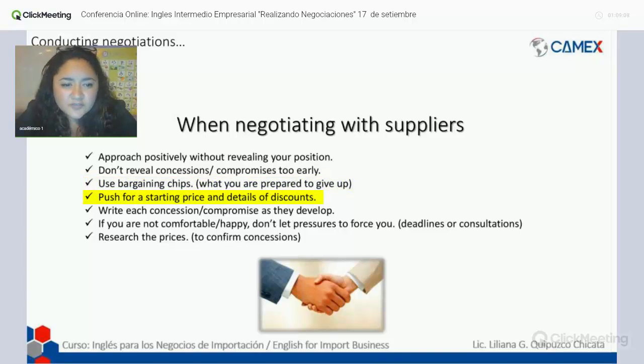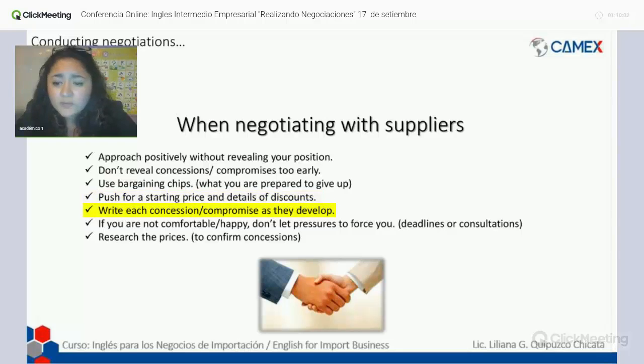Then push for a starting price and detailed discounts. It means if you're going to buy from a supplier, let's say a pen, you have to ask for a price as early in the meeting as possible. If I know that my supplier sells pens, I'm going to ask him, what's the price? Because maybe they're going to try to delay telling me the price until the end, to sell it at the highest price. So I have to ask really early, which is the price and how much discount can you give me? So maybe I can ask first, which is the price, and they're going to tell me maybe $1 for one pen, and then I can ask them, which discounts do you give me if I buy 100? So me as a buyer, I have to be as direct as possible.